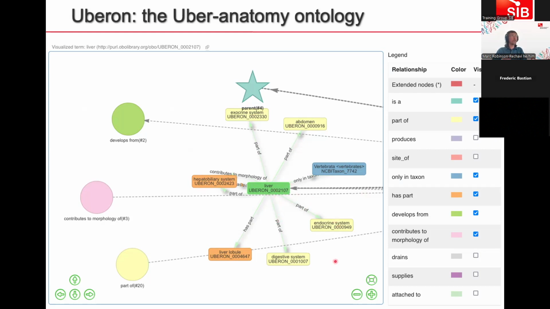And so you can this way describe the complexity of anatomy in animals with terms which some are general to all animals and some are restricted to some species. Some relations are general, some are restricted, and various types of relations such as something which develops from something else, something which is part of something else, and so on.